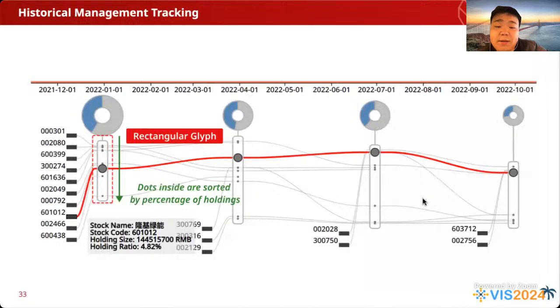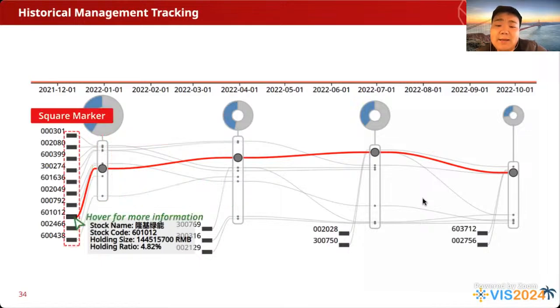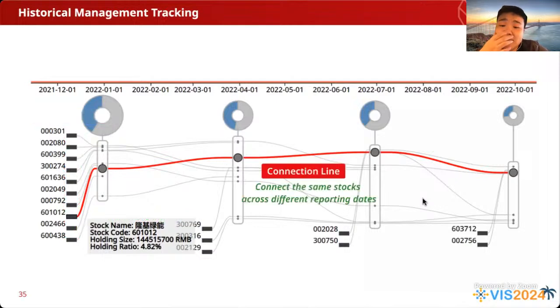As we can see, below each report day, there is a rectangle glyph which contains 10 dots corresponding to the top 10 positions of the funds, and their positions on the y-axis are determined by their holding proportions. For each dot, we connect it to a square marker on the left. This helps prevent dots that are too close from being difficult to distinguish. For stocks that appear multiple times in the holdings, we connect them with a line. This allows the user to easily see which stocks have been held long-term and which are newly added.